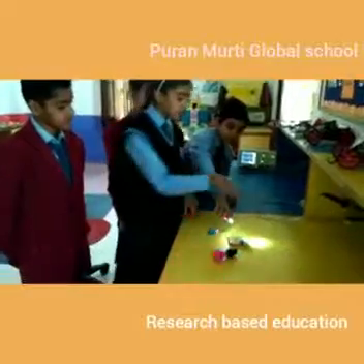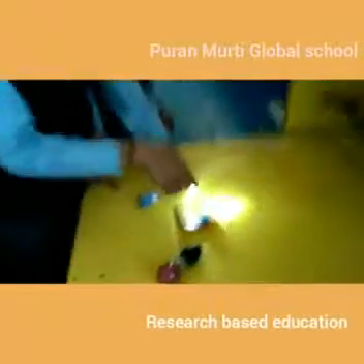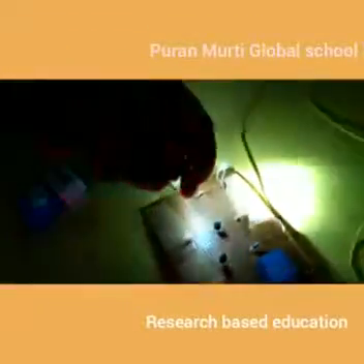When the sun rays come onto the LDR, then the bulb does not glow.